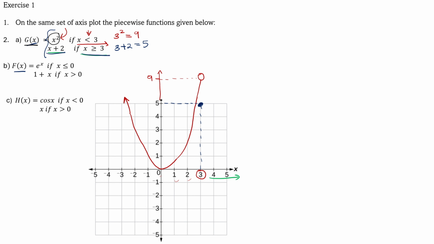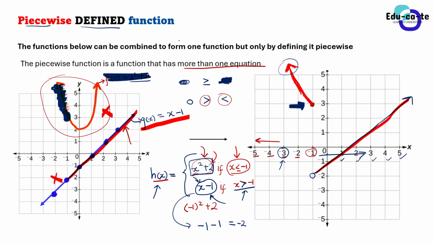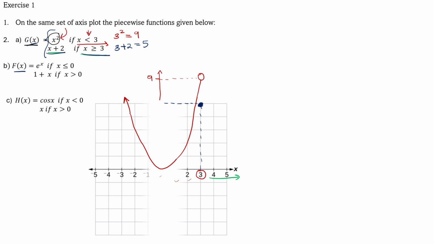Why am I shading my circle here? Because this is if x is greater or equal to. Once you see the or equal to sign, you have to draw a shaded circle. It means that your function is defined by that equation at that particular x value. So in this case, greater or equal to 3. That's why we draw a shaded circle.